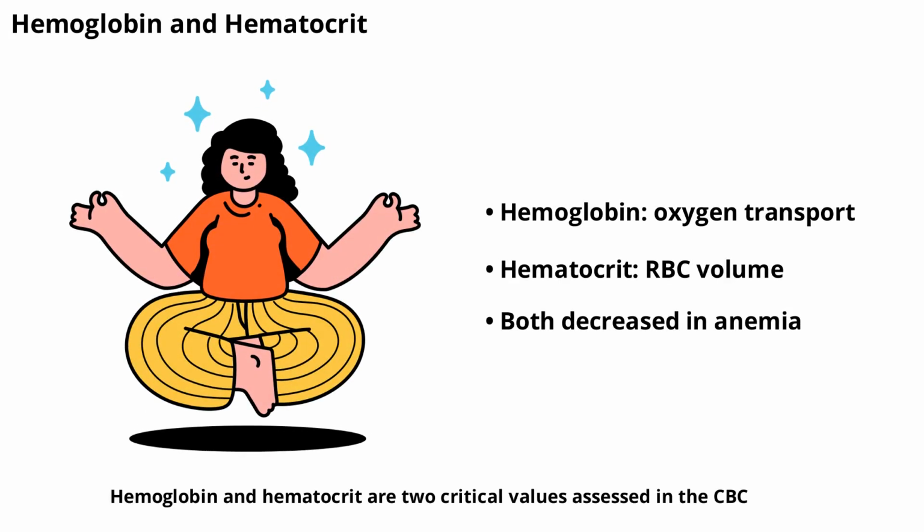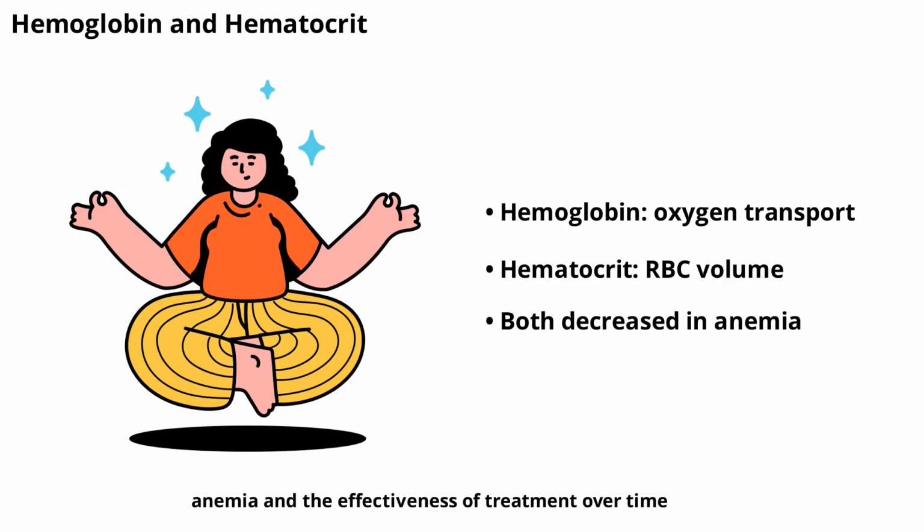Hemoglobin and hematocrit are two critical values assessed in the CBC. Hemoglobin reflects the oxygen-carrying capacity of the blood, while hematocrit measures the proportion of blood volume occupied by red blood cells. In iron deficiency anemia, both values are typically decreased. Monitoring these levels helps track the severity of anemia and the effectiveness of treatment over time.